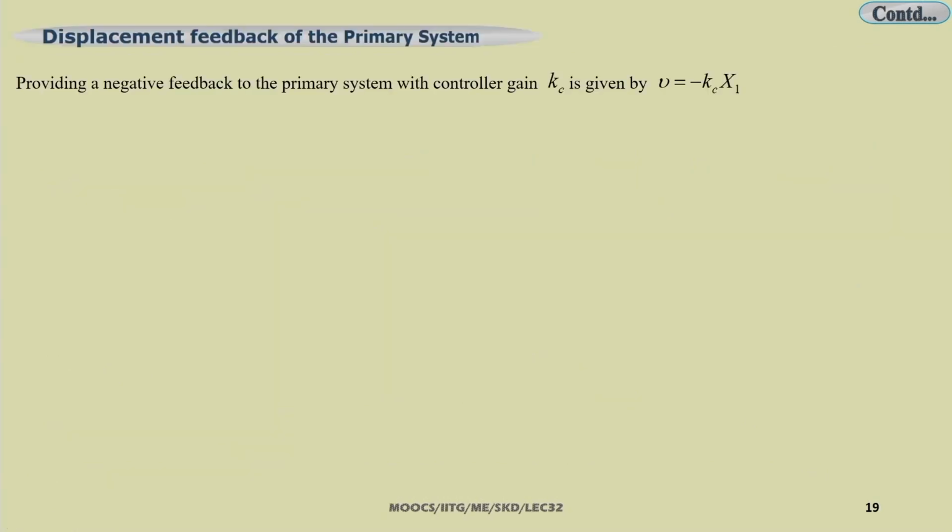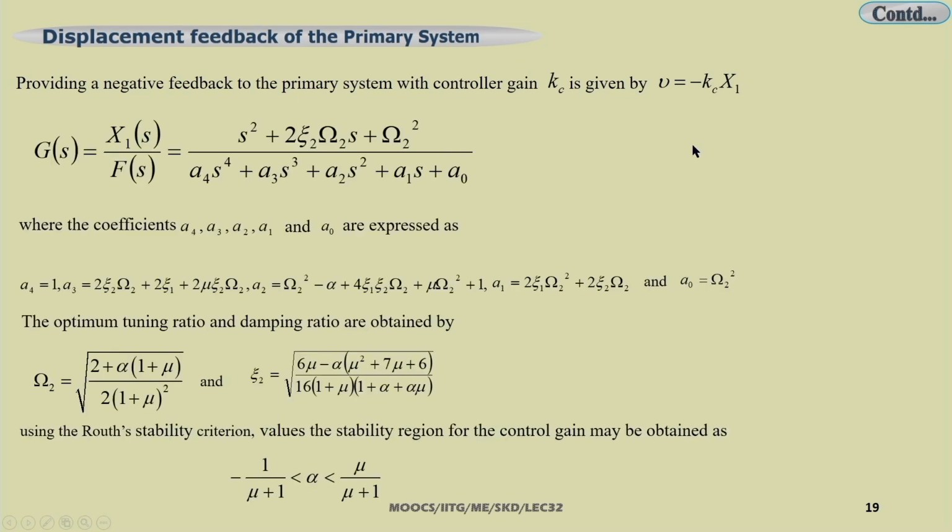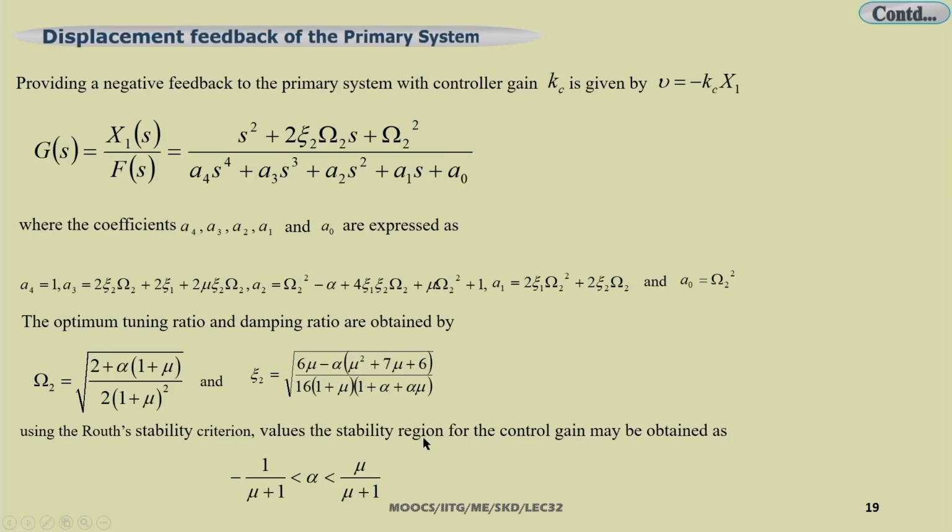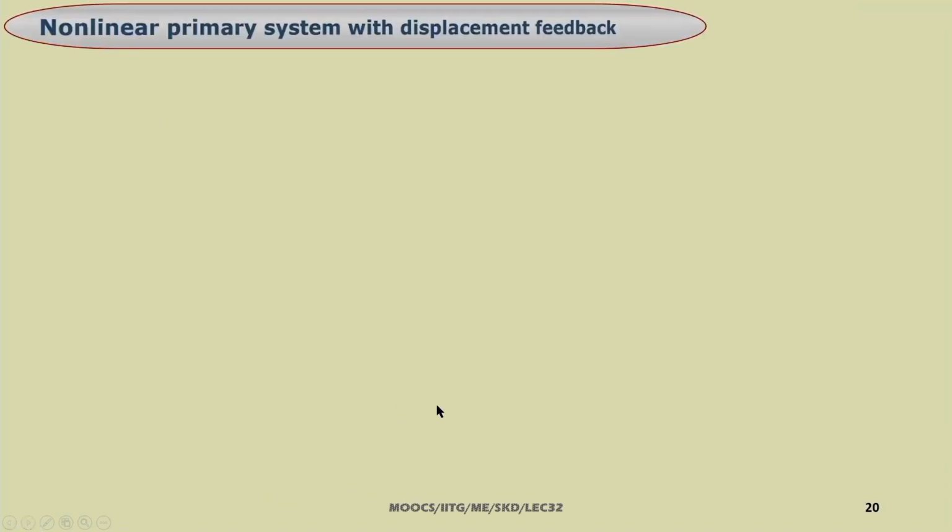One can take the displacement feedback of the primary system also. Previously we have taken acceleration feedback, and now we can take displacement feedback, where V can be written equal to minus Kc x1, and we can perform the analysis. Similarly, we can find the parameter of alpha for which the system is stable. Then we can plot these responses also.